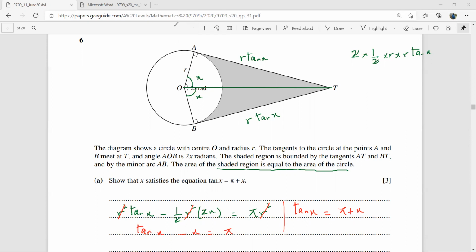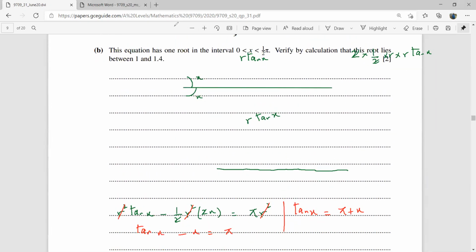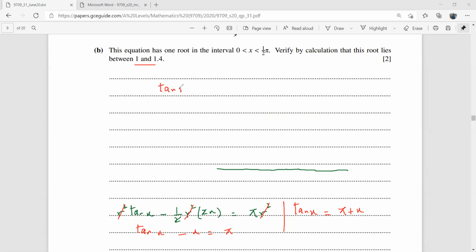Okay, let's move to the second part. It says the equation has a root in the interval. Verify by calculation that the root lies between 1 and 1.4. So guys, this is basically heading towards the numerical solution of equations. For this verification process, you have to write your equation in a way that all your terms are on one side. This is tan x minus pi minus x equal to 0. And you name this as f of x. So now you have to find f of 1.